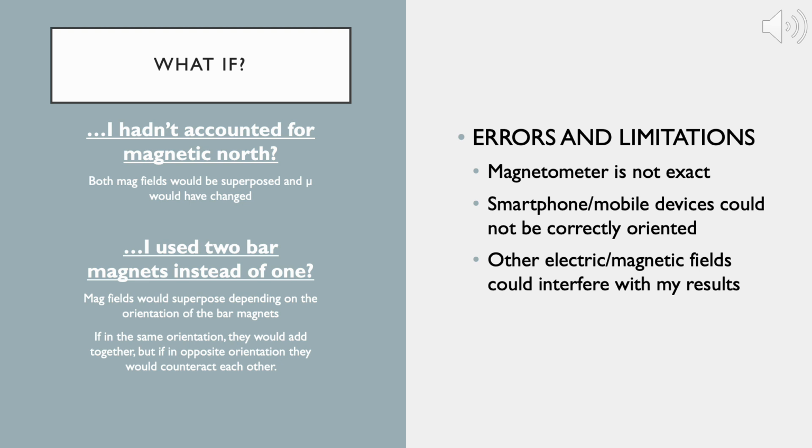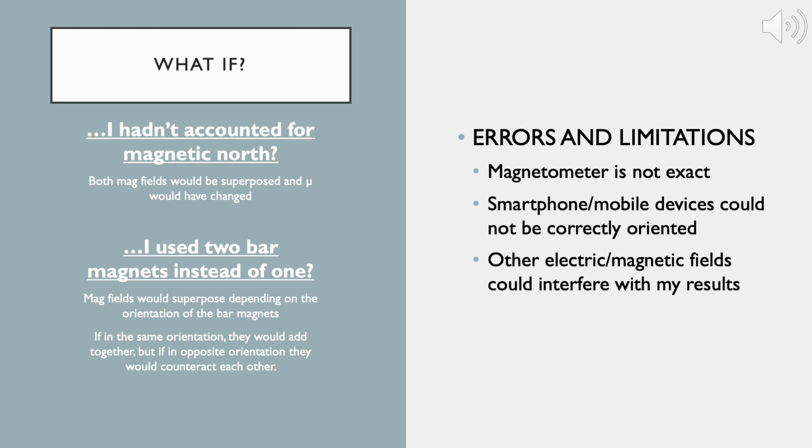So now our what-if questions. What if I hadn't accounted for magnetic north? Both magnetic fields would be superimposed, and mu would have changed in this case. Now what if I used two bar magnets instead of one? Well, it depends. The magnetic fields would superpose depending on the orientation of the bar magnets.